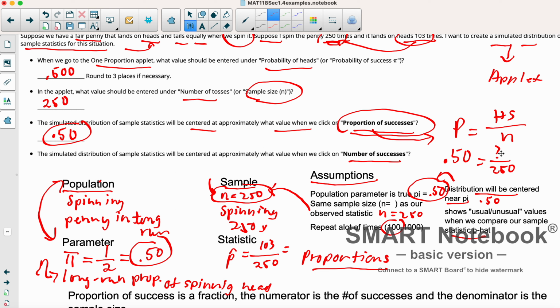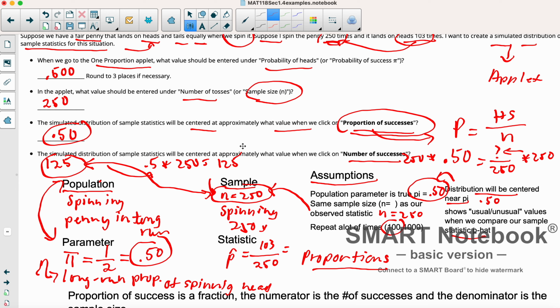So how are we going to figure out the number of successes? We're just going to solve for s. We multiply both sides by 250, and we would expect the number of successes to be about 125. So if I spun the penny 250 times, in the long run I'm going to get heads 125 times. That's 0.5 times the number of times I spun it, 250, because I know half the time in the long run I'm going to get heads, which is 125.